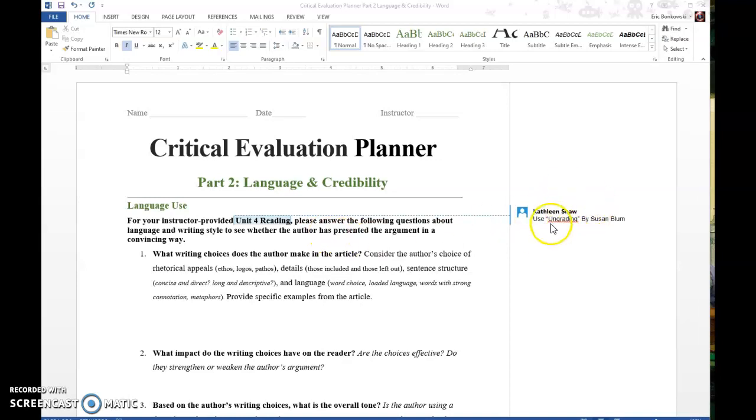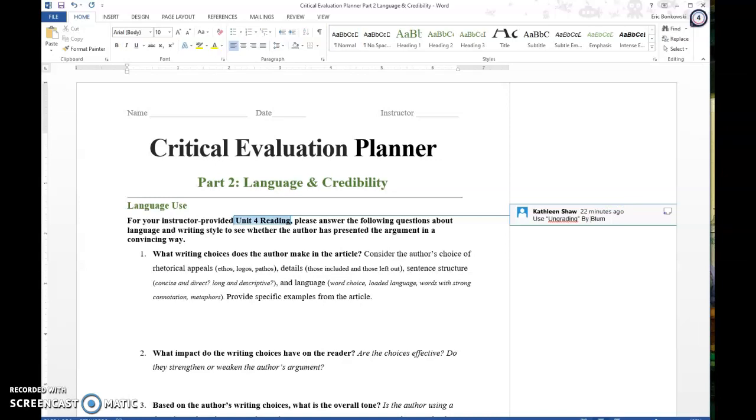Here I just have a little reminder that when it says the Unit 4 reading, you're going to be using Ungrading by Susan Bloom for the majority of this planner. In fact, I think for this entire planner, you're going to be answering questions just about the Ungrading article by Susan Bloom, which is the cornerstone of our, I think it's Susan. I should double check that. I'll just say by Bloom, which is going to be the cornerstone of our paper.